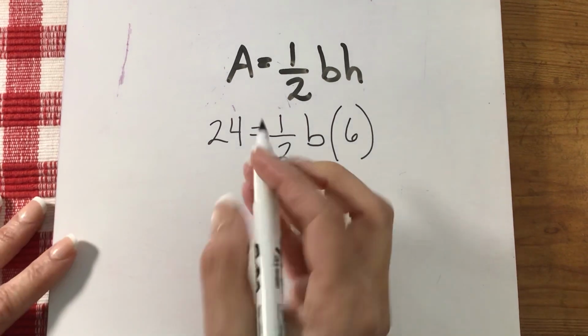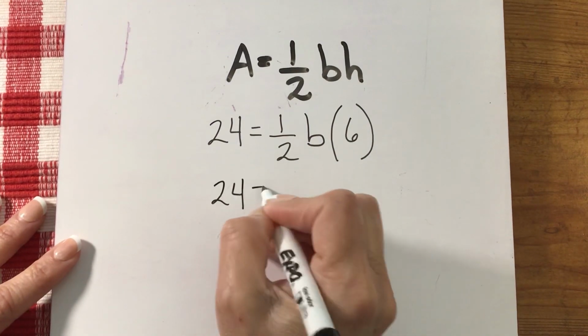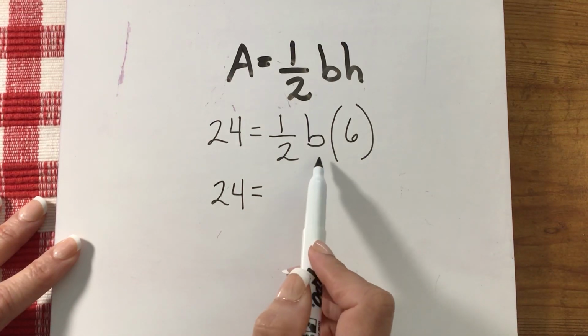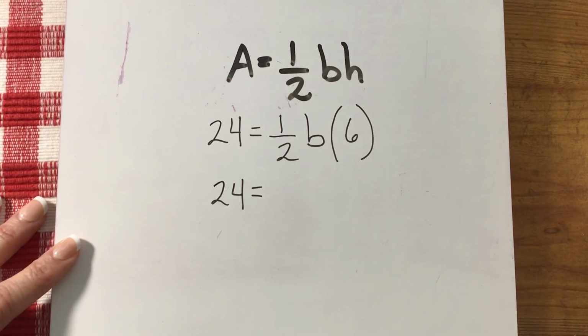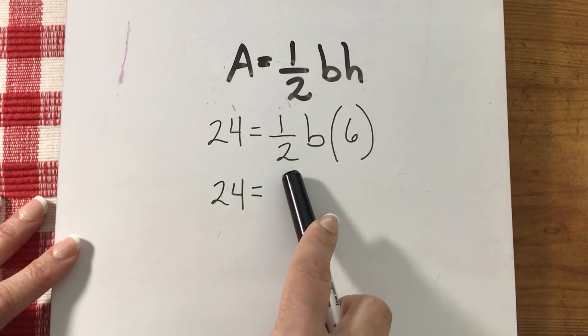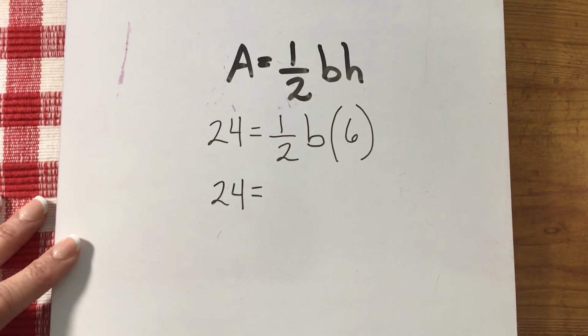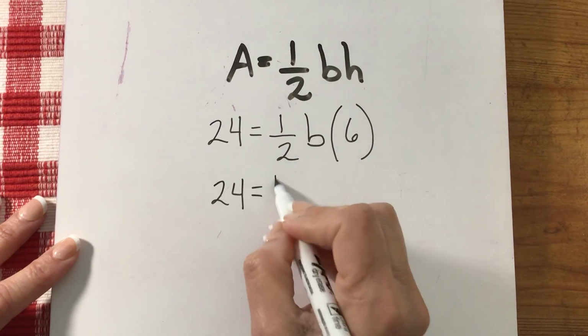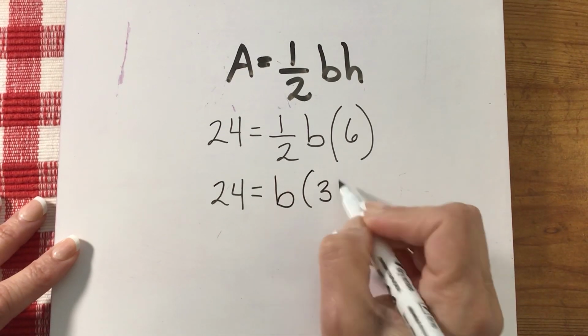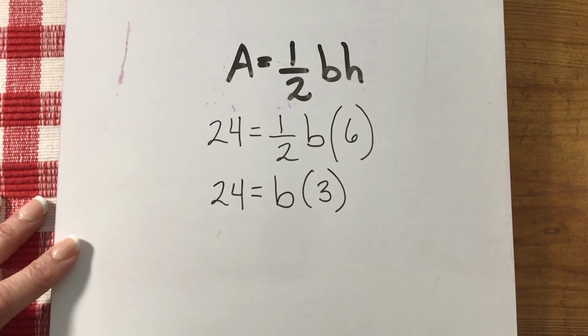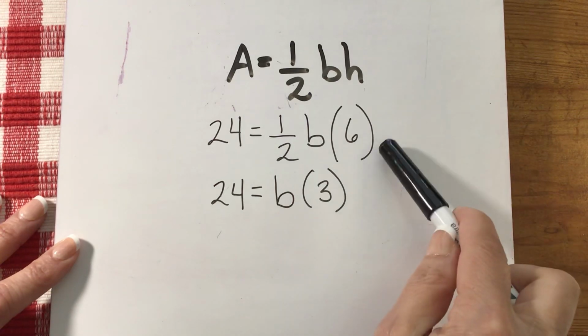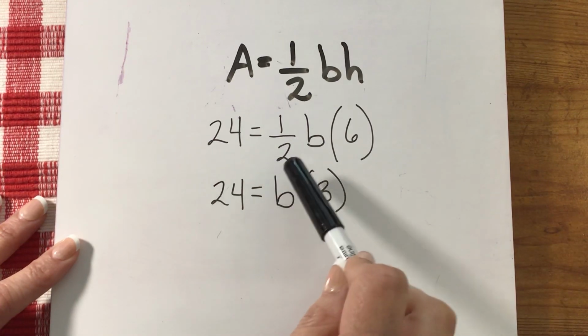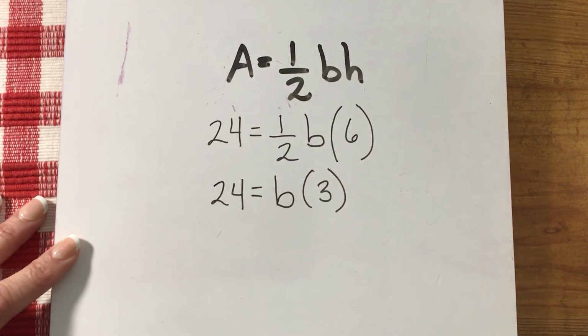Well, 24 stays the same. Nothing changes there. Well, I can't take 1/2 B because I don't know what B is. However, I can take 1/2 of 6. And if I take 1/2 of 6, I end up with B times 3. Notice where I got the 3 from. 1/2 of 6 is 3. Because I used that, the half is gone now. All I end up on this side with is B times 3, and 24 over here stays the same.